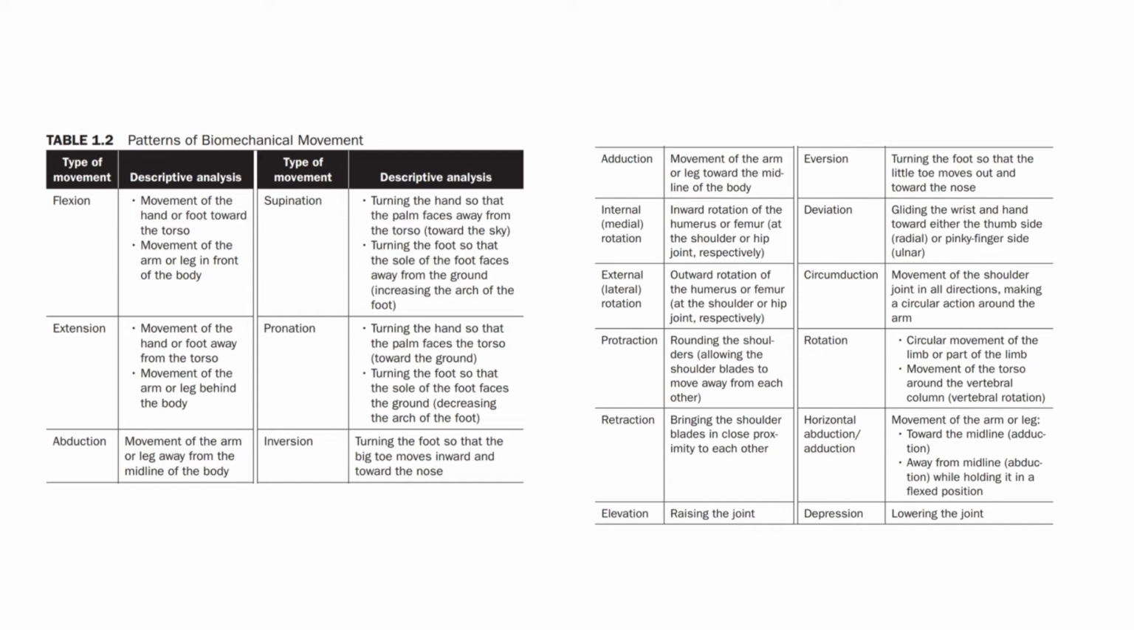The terminology listed here should be well known. So for example, one of the types of movements is abduction, which is movement of the arm or leg away from the midline of the body. An example of this type of exercise is shoulder lateral raises. Adduction is movement of the arm or leg toward the midline of the body. An example for resistance exercise is performing cable flies.